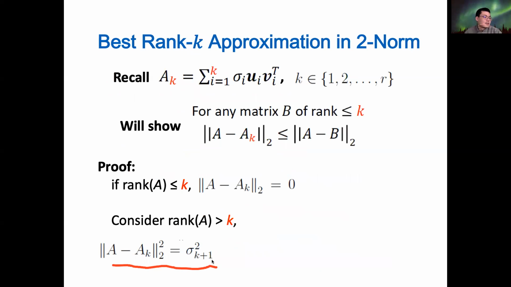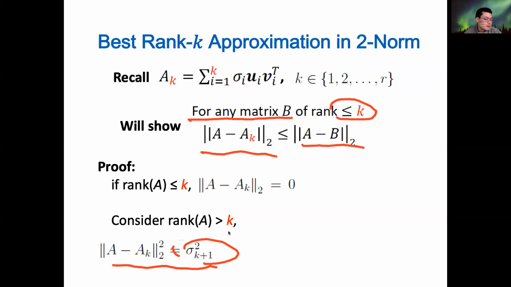Okay. So now what we want to show is that for any matrix B with rank less than or equal to K, this thing should be no smaller than this thing. Which means we can just put it here because it's equal. We want to show that this thing is no smaller than sigma K plus 1 squared.